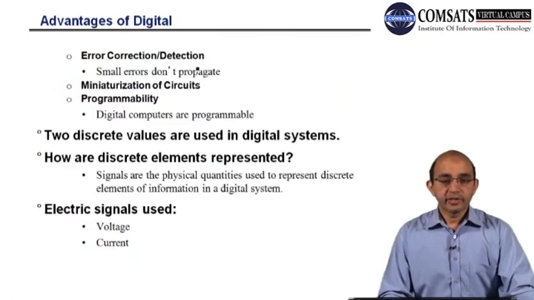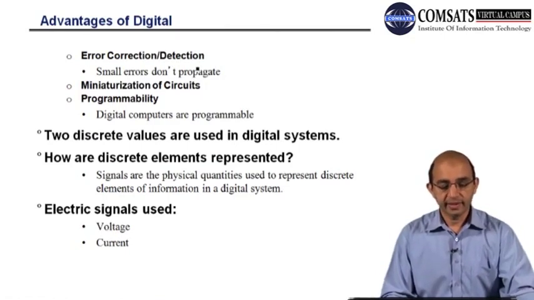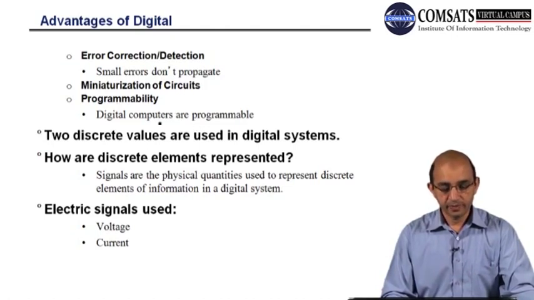So, error correction and detection: it's easier in a digital system to detect an error and then correct it. We can also have programmability. You can take the example of digital computers. They are easily programmed.